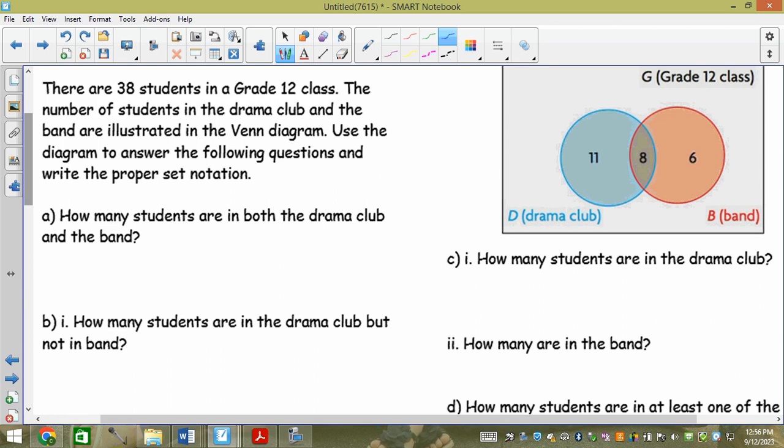Okay, I want you guys to try and answer this. Keeping in mind, there are 38 students. Just because that Venn diagram has numbers in it doesn't mean it's completed. What's missing on that Venn diagram? The outside. So find that first.